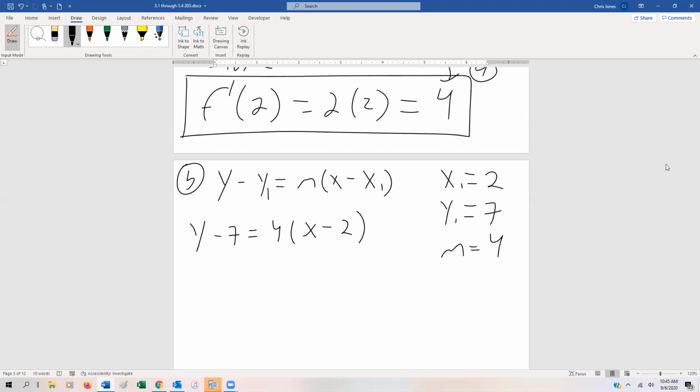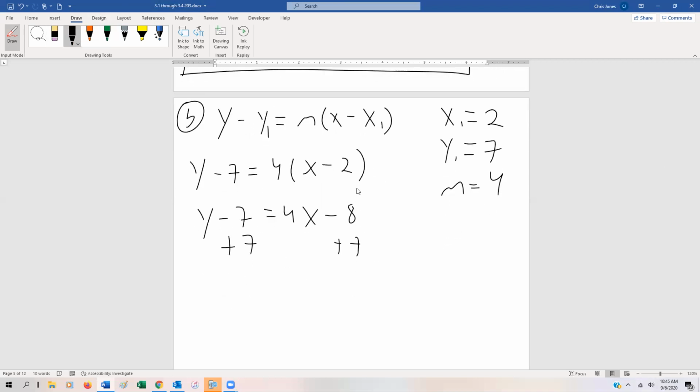And now we can just solve this right away for y, so that way we can substitute it back into our calculators. Right? So we're going to get y minus 7 equals 4x minus 8, and then we just add 7 to both sides. All right, and clearly that's just going to give us y equals 4x minus 1. So that's a y, sorry, on the left-hand side. So y equals 4x minus 1. All right, so that's our equation of our tangent line.